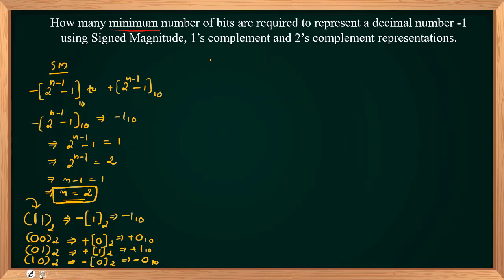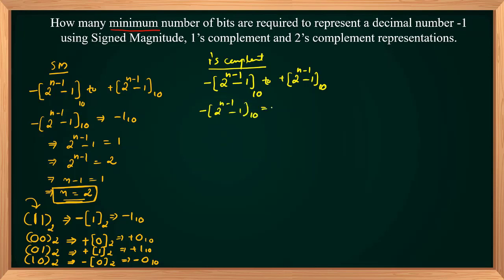Let us discuss 1's complement representation. Similar to signed magnitude representation, the range of decimal numbers that can be represented using n digits in 1's complement representation is from -(2^(n-1) - 1) decimal to positive extreme value +(2^(n-1) - 1) decimal. To represent -1, you can equate -(2^(n-1) - 1) base 10 to -1 base 10 to identify the minimum required value of n. That implies 2^(n-1) - 1 equals 1. That implies n equal to 2. Hence, 2 digits are required to represent -1 decimal in 1's complement representation.